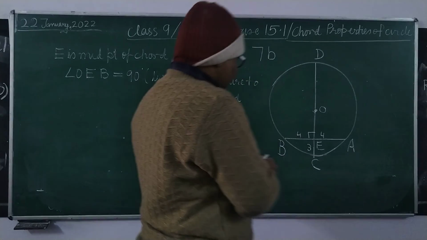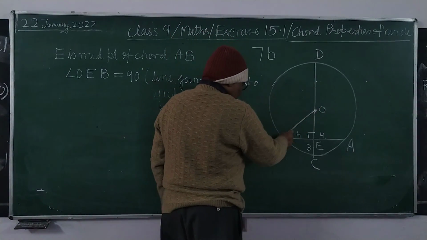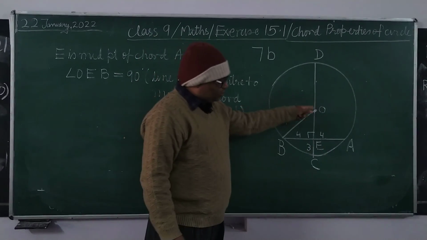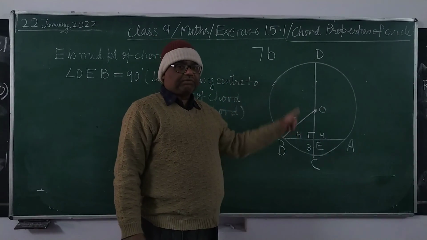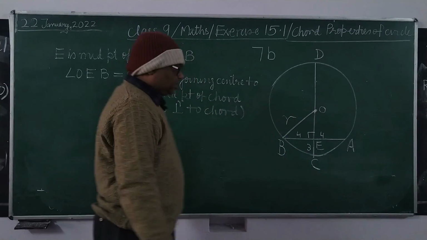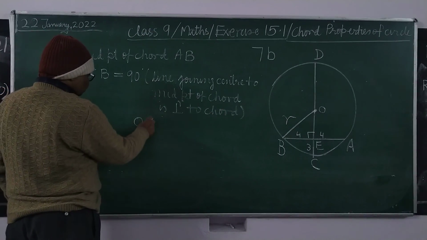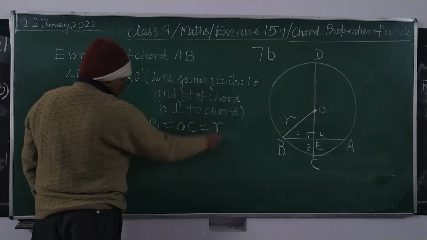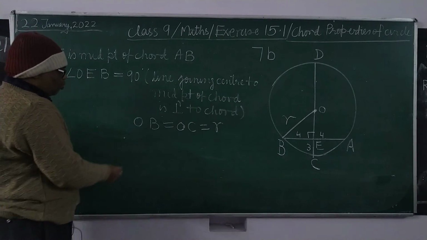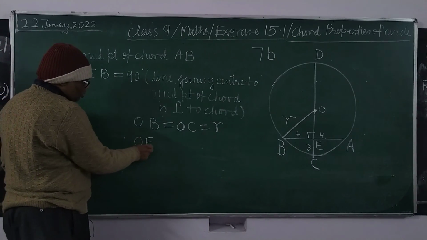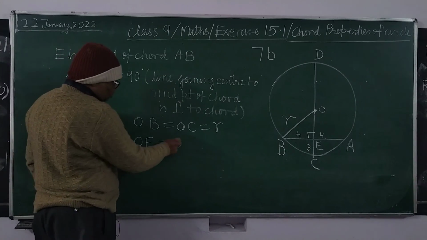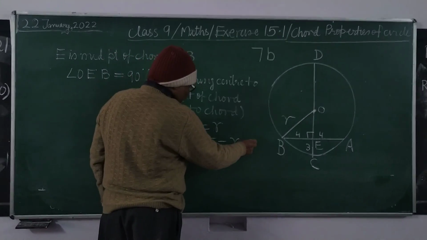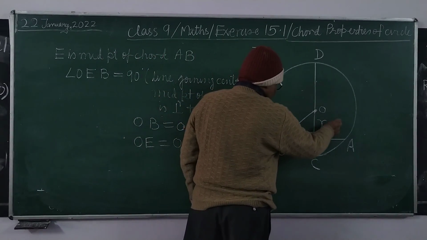So how will you determine the radius? First you join OB. OB will be equal to radius. Now OC will also be equal to radius, because from center to the circumference it is radius. So OB equals OC equals R. Now you can see here, what will be OE? OE equals OC minus CE, that is R minus 3.